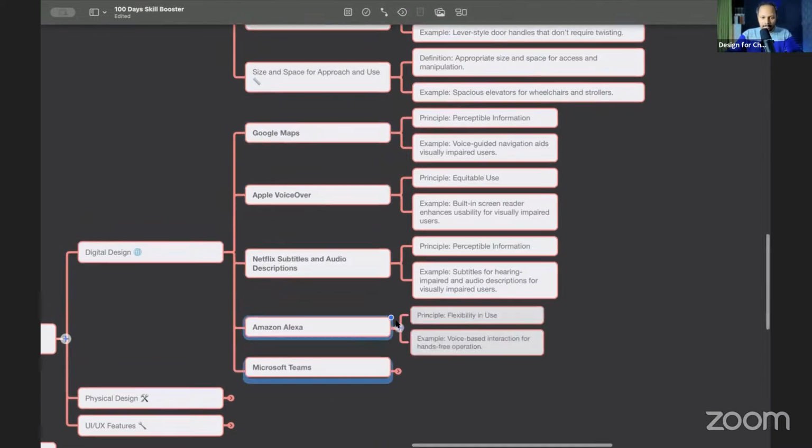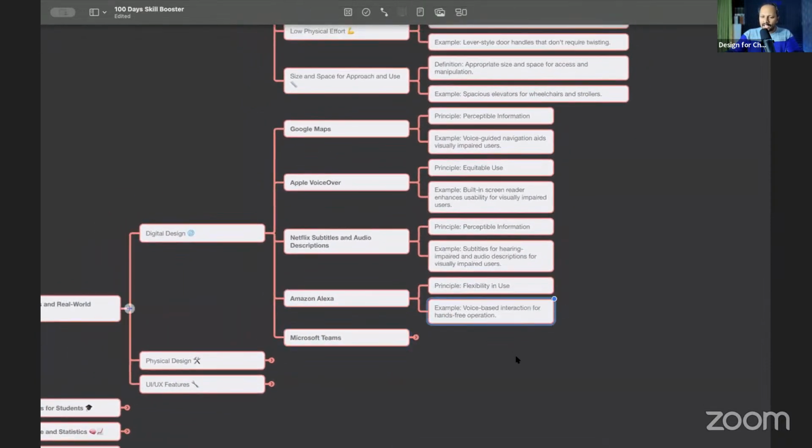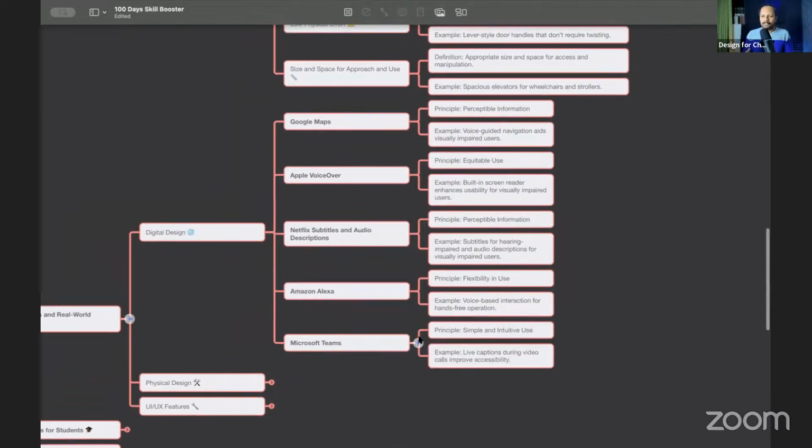And also, you can take Amazon Alexa, flexibility in use, voice-based interaction. Everybody can use it, right? Hands-free people, people who don't have interaction knowledge, they just have to talk. That's it. You don't even have to become a digital interface person or learn software to operate it. It's just a voice command. Just say play the song, and it will play. That's it.